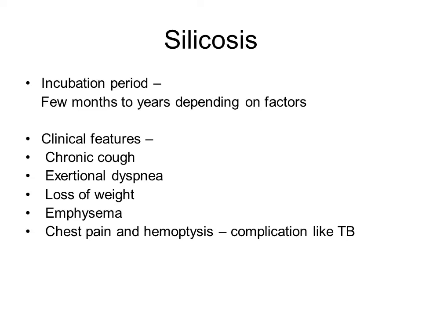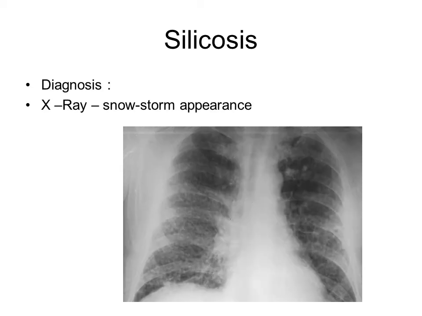Second is incubation period. It may be a few months to years depending upon many factors like the size of the dust particle, duration of exposure, type of dust, many things. But the clinical features are constant. That is chronic cough, exertional dyspnea, sudden loss of weight, emphysematous changes of the lungs, chest pain and hemoptysis, which are mostly complications of those cases complicated with tuberculosis. Diagnosis you can make by chest x-ray. You will get a snowstorm appearance in chest x-ray, PA view.